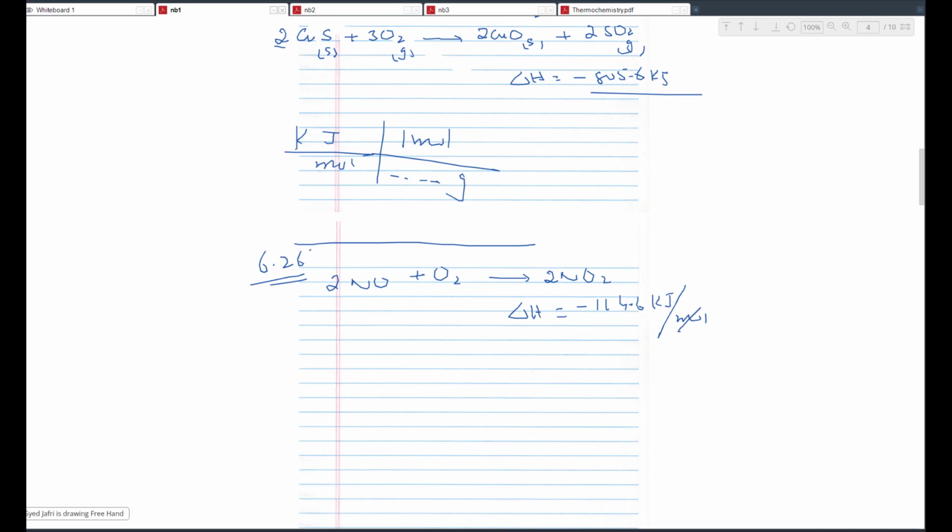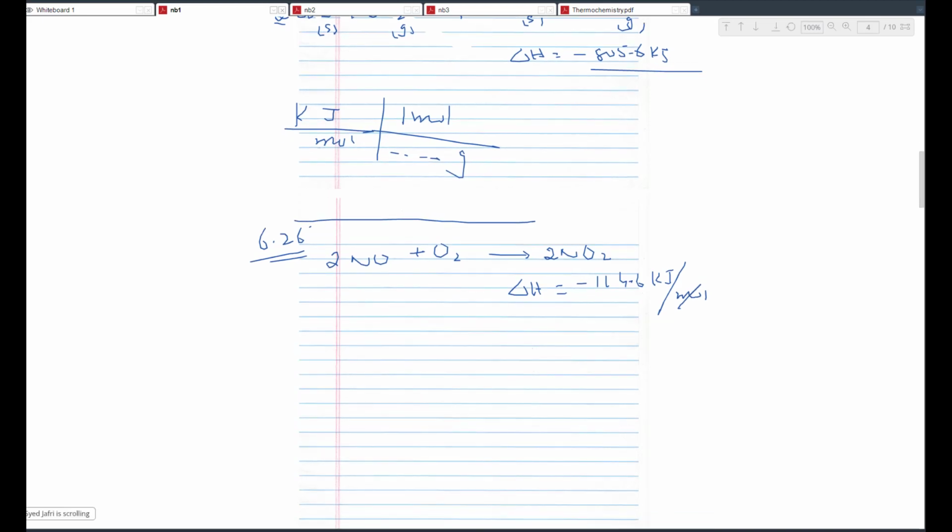And now what I'm going to do is find the amount of heat given off when that many grams. So they are asking for the amount of heat, Q. Sorry, not Q, delta H. Delta H for 1.26 times 10 to the power 4 grams of NO2. Okay, so let's see. I'm going to set up dimensional analysis.